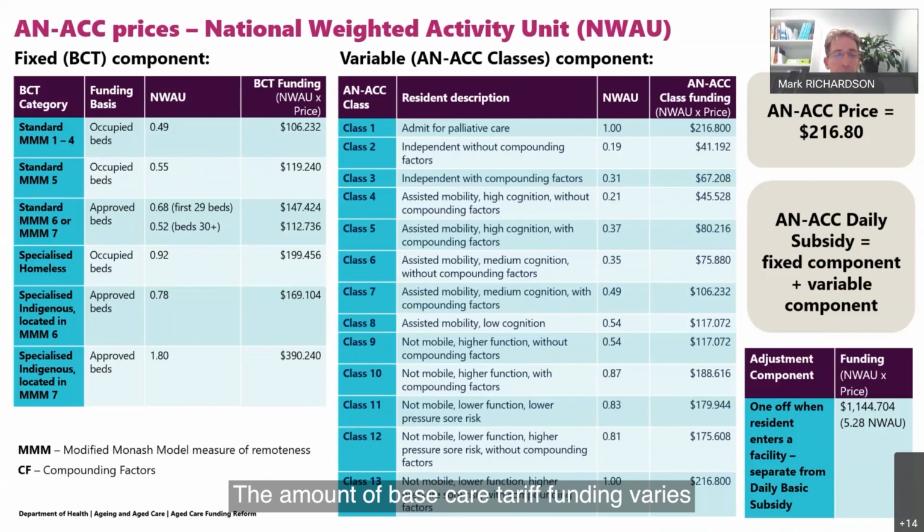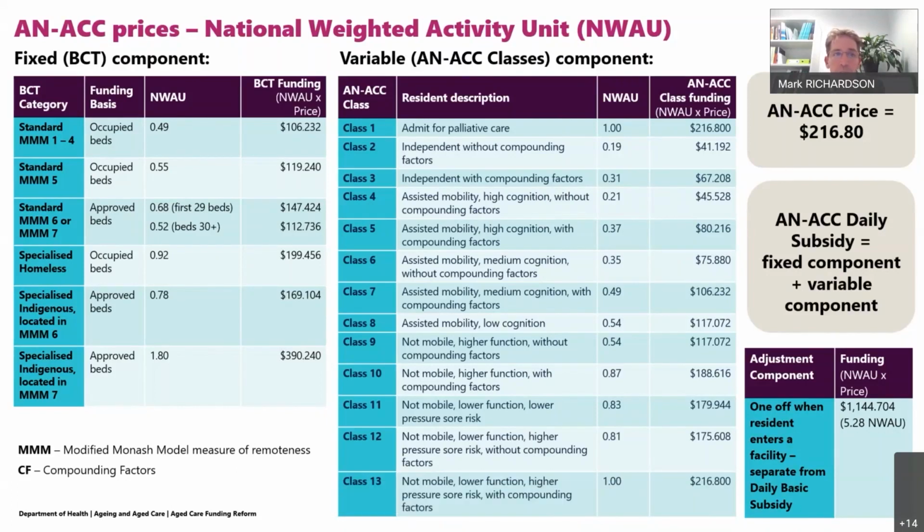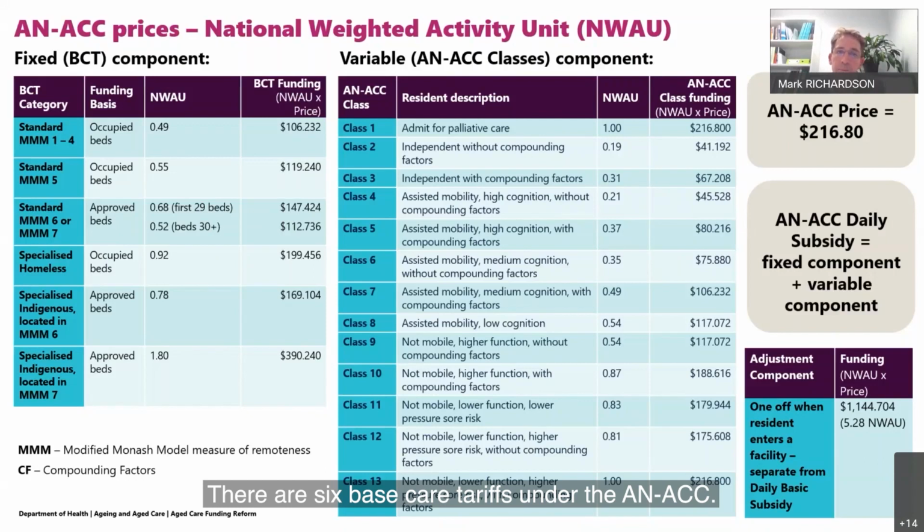The amount of base care tariff funding varies based on the NWAU value, recognising the higher fixed care costs and often low and or variable occupancy levels experienced by remote and very remote facilities in M 6 and 7 areas. The increased cost of providing care in small rural towns in M 5 areas, and the additional costs of providing specialised care to vulnerable groups such as Indigenous residents in remote communities and individuals with a history of homelessness. There are 6 base care tariffs under the AN-ACC.